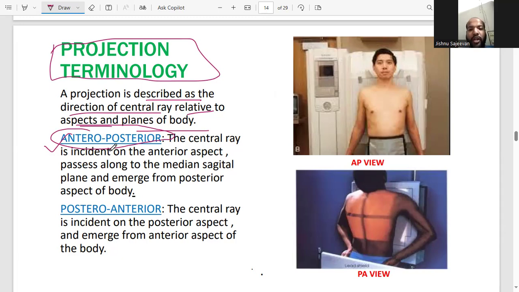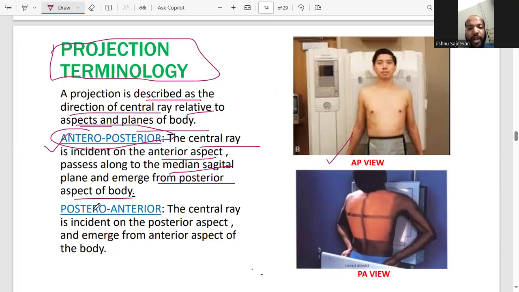In the first image, we can see that it is an AP positioning, AP erect positioning. We can say chest AP. Here the central ray will be entering from the anterior aspect of the patient and it will be exiting through the posterior aspect. So through which aspect of the patient's body the central ray is entering and through which plane, these are the main things which we are describing in projection terminology.